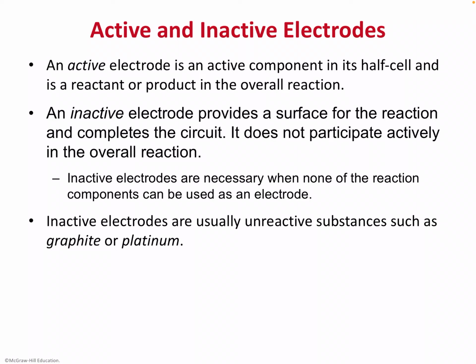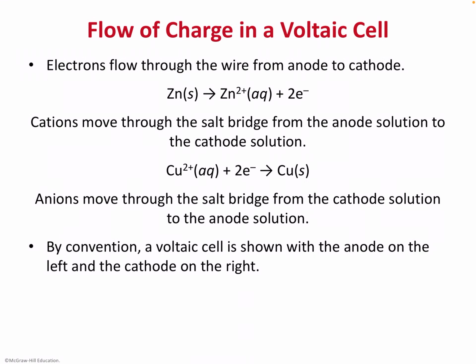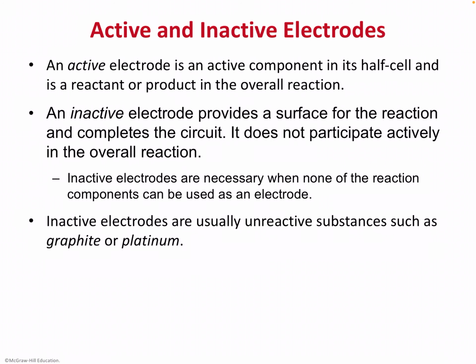Active and inactive electrodes. Active electrode is an active component in its half cell and is a reactant or product in the overall reaction. Just like what we had talked about so far, zinc electrode, copper electrode, they are active. They are actually participating in our redox reaction. An inactive electrode provides a surface for the reaction and completes the circuit. It does not participate actively in the overall reaction.